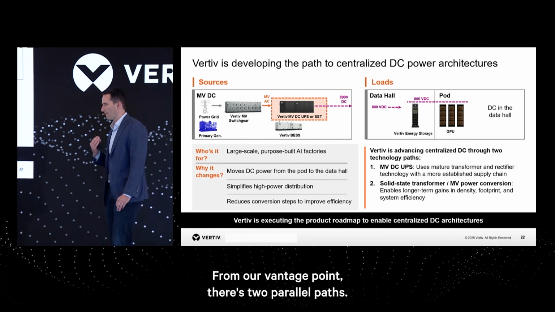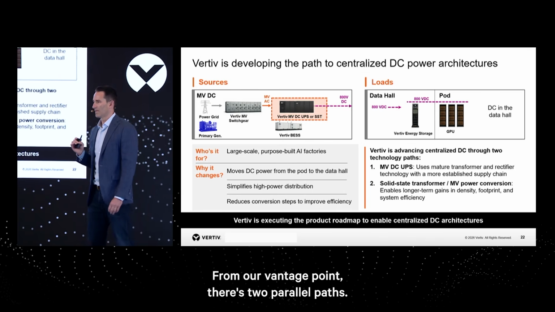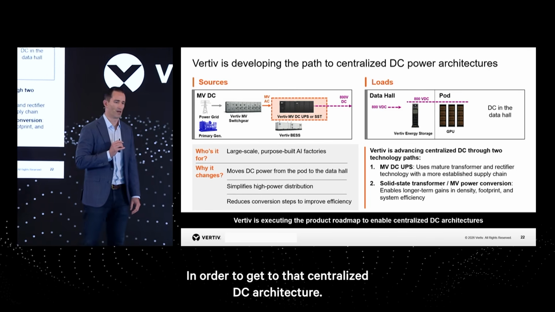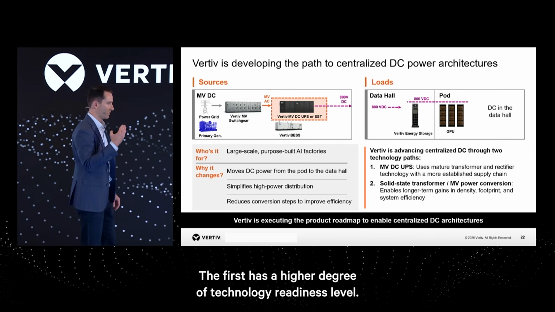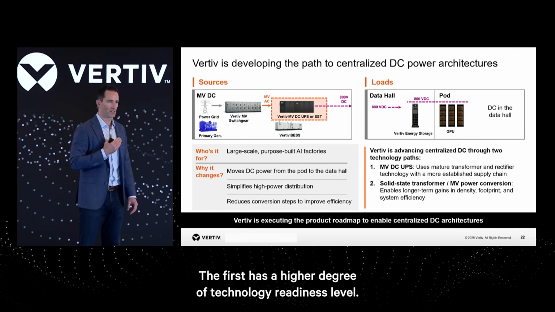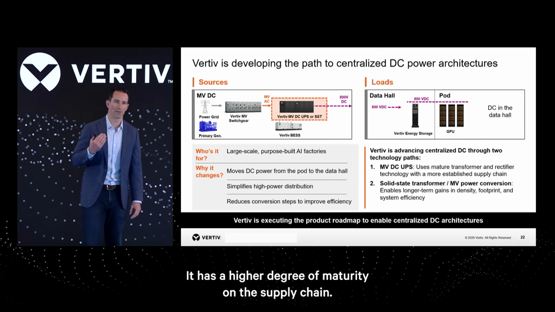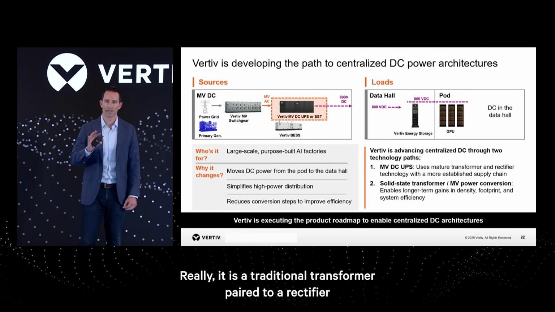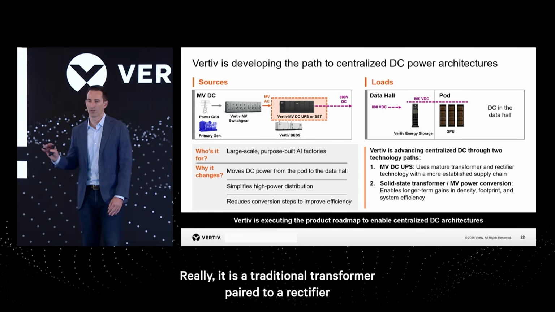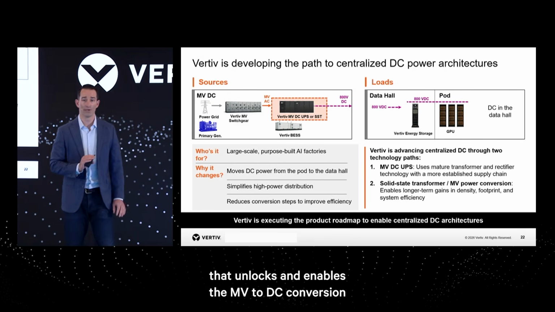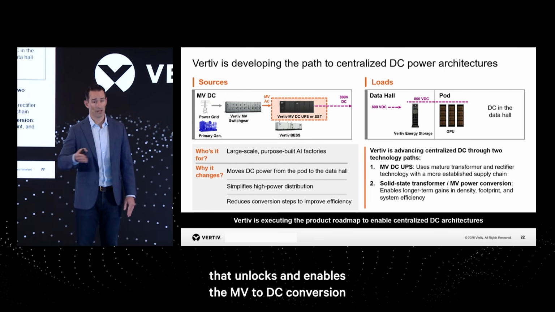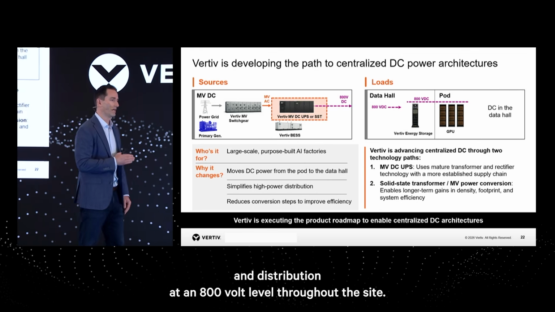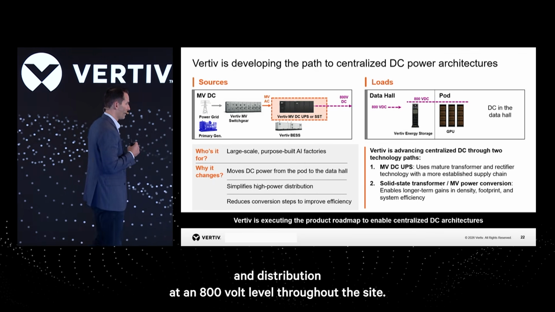From our vantage point, there's two parallel paths in order to get to that centralized DC architecture. The first has a higher degree of technology readiness level. It has a higher degree of maturity on the supply chain, and that's what we would call an MVDC UPS. Really, it is a traditional transformer paired to a rectifier that enables the MV to DC conversion and distribution at an 800 volt level throughout the site.